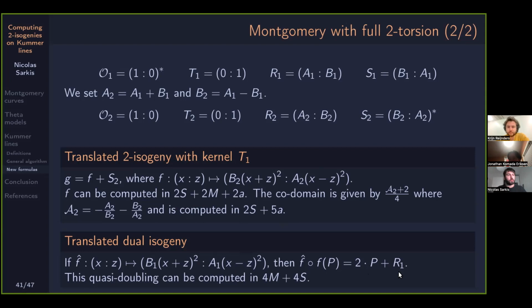So this is the first use case. You can get doubling formulas with that. You can't chain them because we had T1 as a kernel, and now our new kernel is translated by S2, so it won't be convenient to chain isogenies.